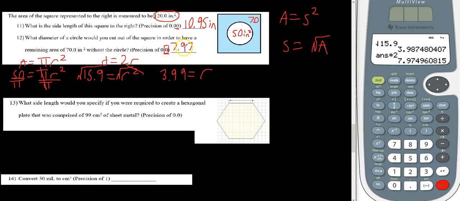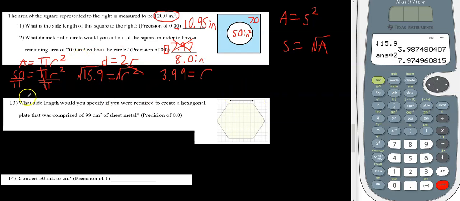And so this rounds to the first decimal up, we get 8.0. That is the correct precision. You do need to add that 0. That's how this system rounds. And of course, don't forget your units. The diameter would have to be 8 inches to get that remaining area.